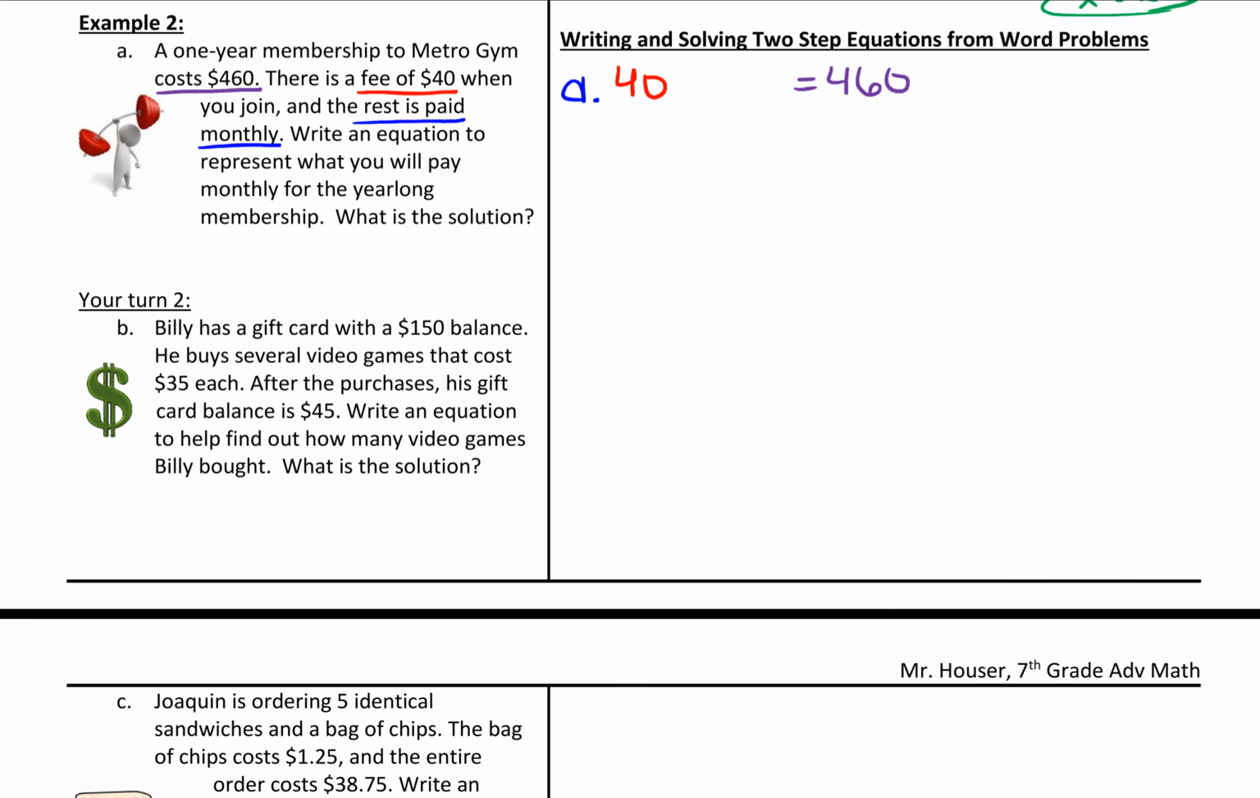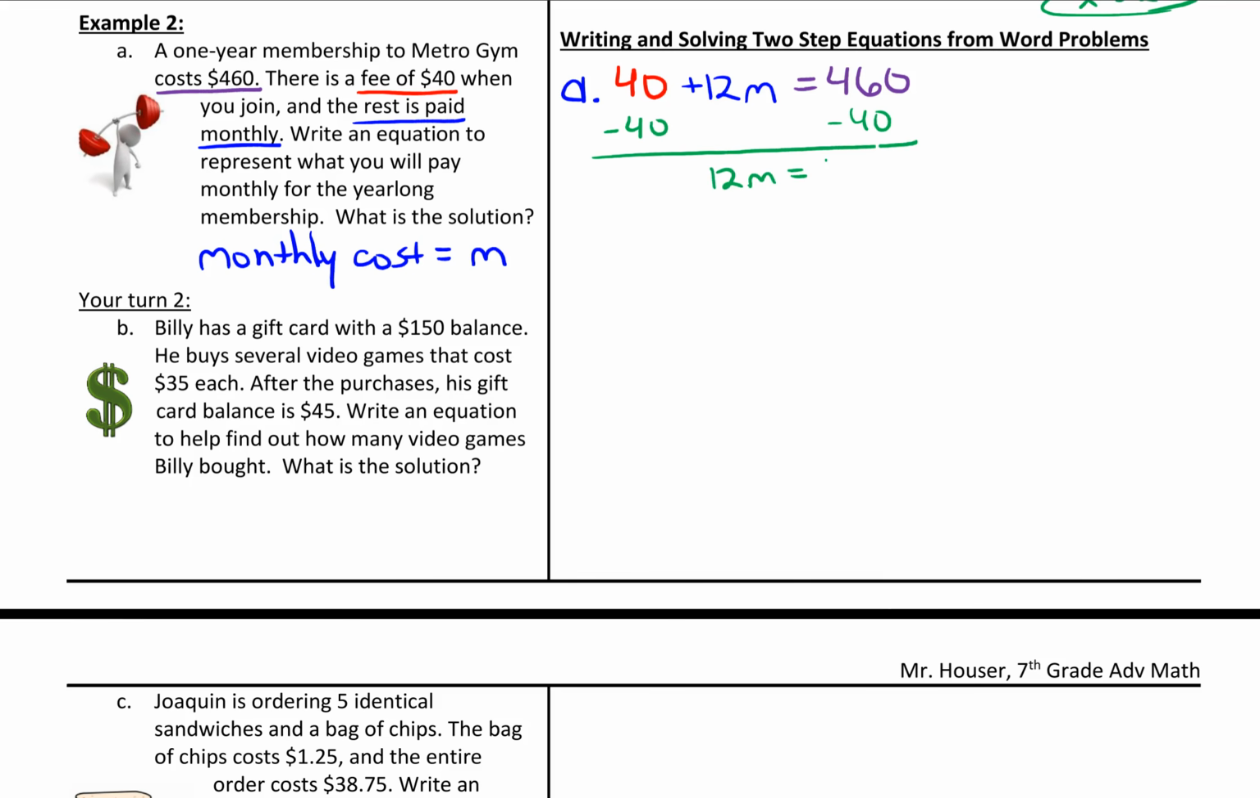We can assume that every month we're going to pay the same amount. So we'll add 12 times the monthly cost, which I will say is equal to the variable m. So our equation is 40 plus 12m equals 460. So we'll solve this equation by subtracting 40 on both sides. That gives us 12m is equal to 420.